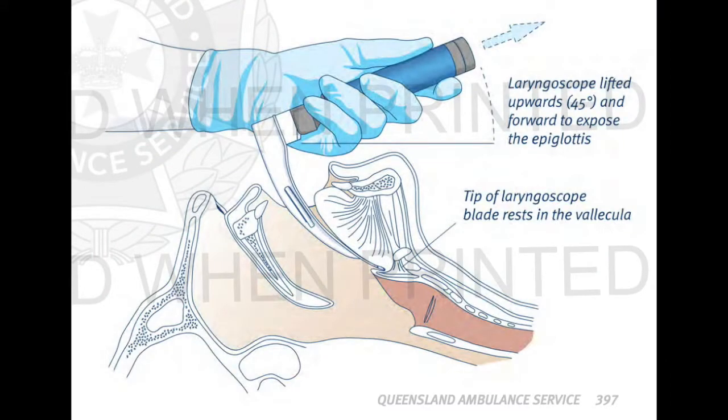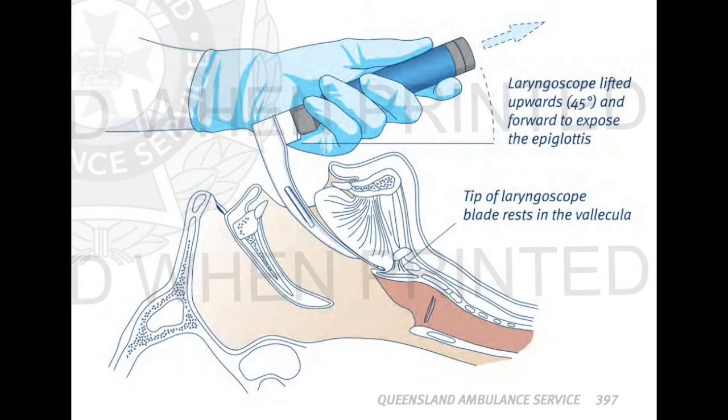So, some of the anatomical landmarks we're trying to achieve. When we place the blade into the mouth with the left hand, as you can see, we're displacing the tongue by lifting upwards at 45 degrees. What we're trying to do is get it into the vallecular groove, which is noted here, and lift all that up so we can see the chords, which is noted down there.